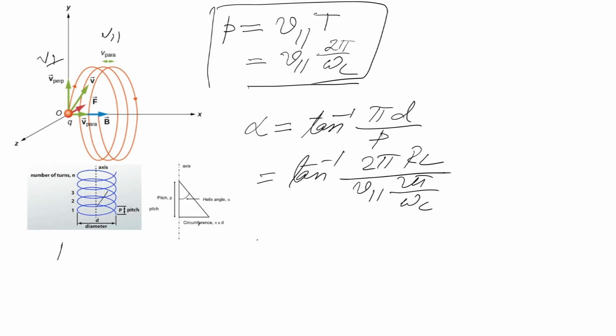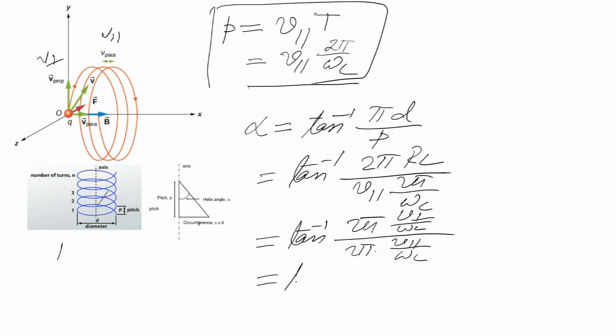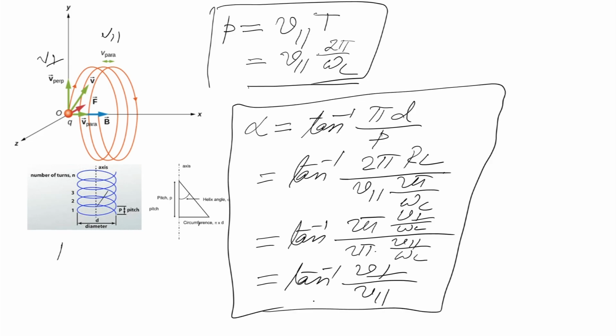And this R L I can write as V perpendicular divided by omega c. So, this becomes twice pi into V parallel over omega c. So, finally, it becomes tan inverse of V perpendicular over V parallel. So, this is the expression for the pitch angle. So, if you know these parameters, like the cyclotron frequency and the Larmor radius, the properties of the helical trajectory you can find out.